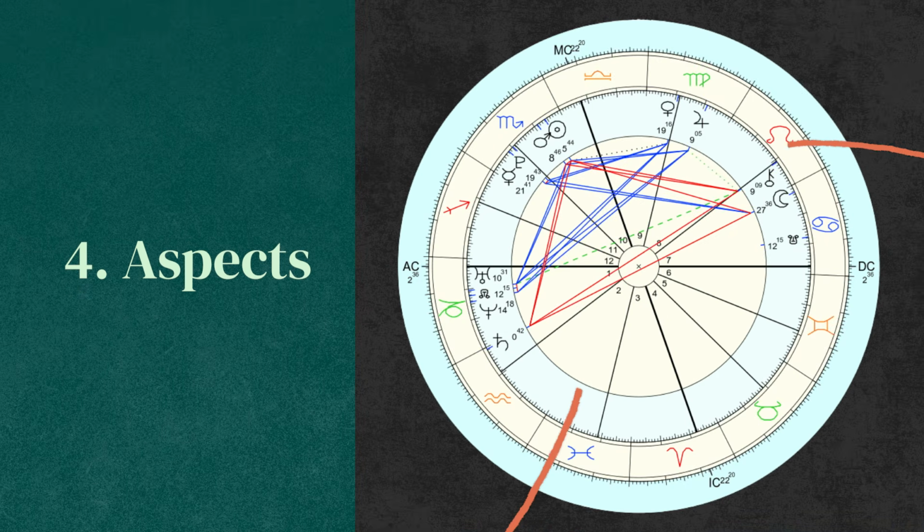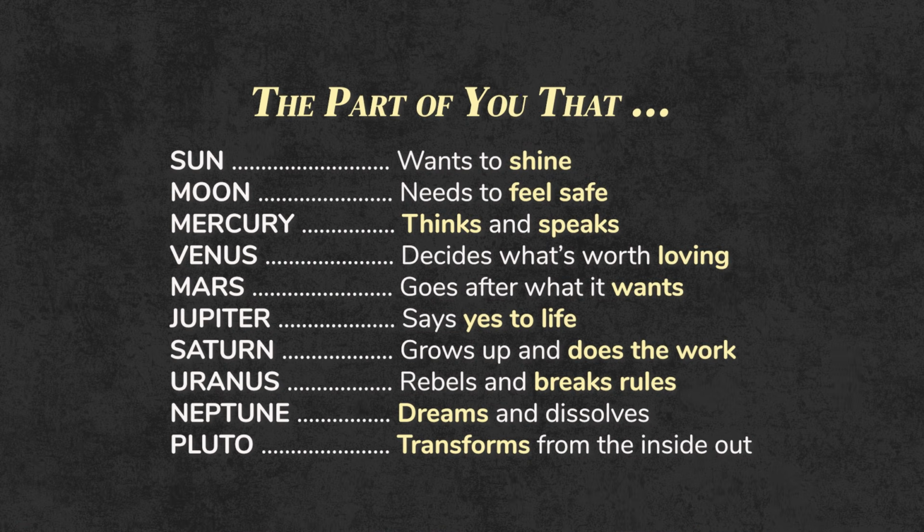The fourth component is aspects, and you can look at this as the relationship between actors on stage. So you have all of these 10 characters, and they're going to have either a challenging dynamic between them or a really enjoyable kumbaya type nature between the two.